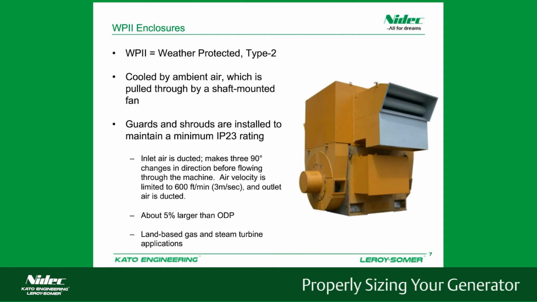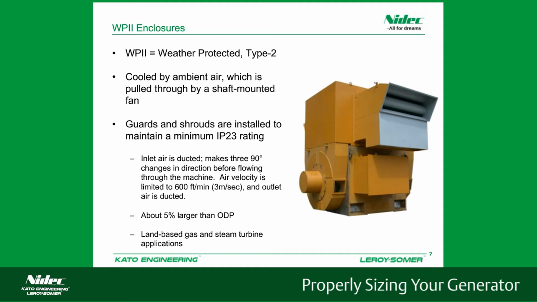And you can see directly below the air intake, there's a little section that comes down a little bit further than the rest, and that's for particles and moisture to collect. So as it comes in and travels down, those particles in the air will fall out of the air as the air gets kicked back around up into the machine. The air velocity is limited to 600 feet per minute, and the outlet air is ducted.